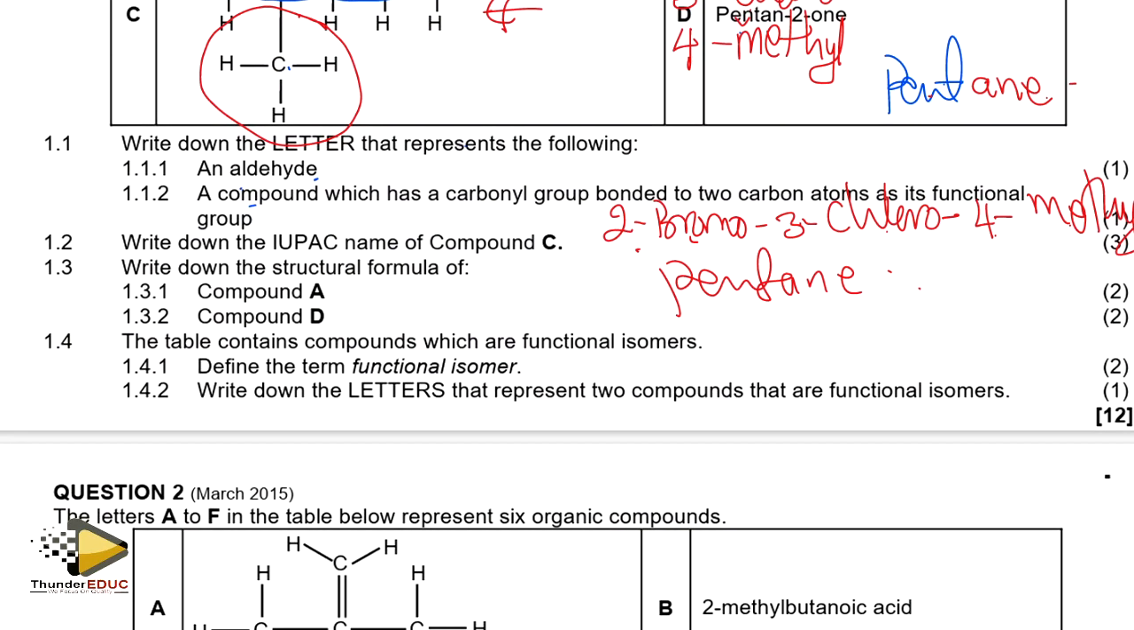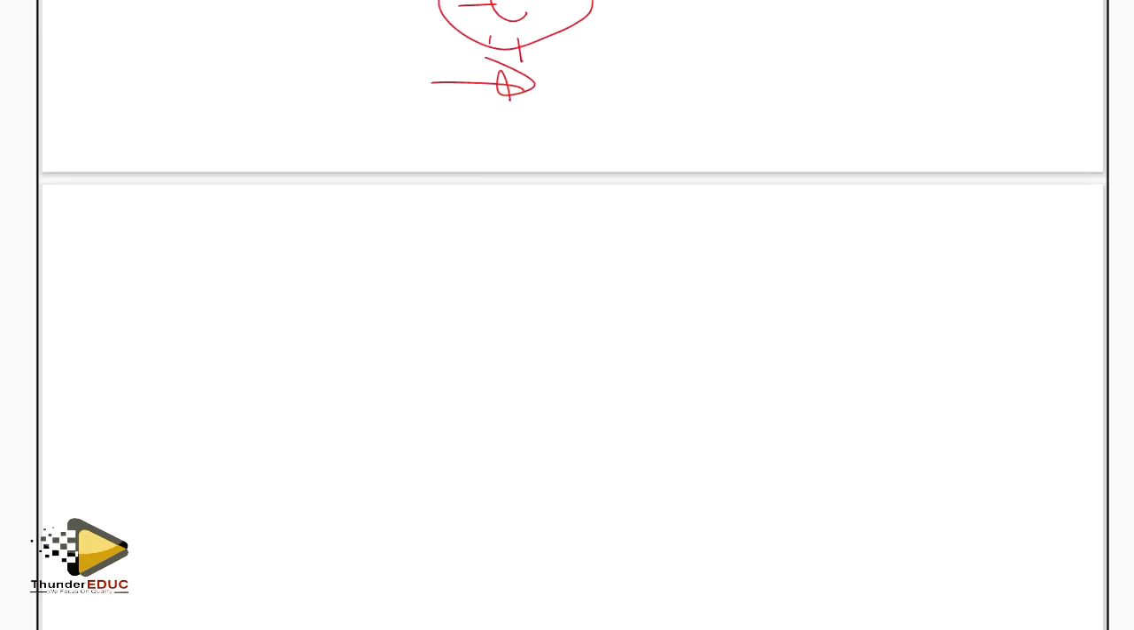They're saying to write down the structure formula of compound D. They're saying pentane 2 one. Pentane 2 one. Let me write it here.